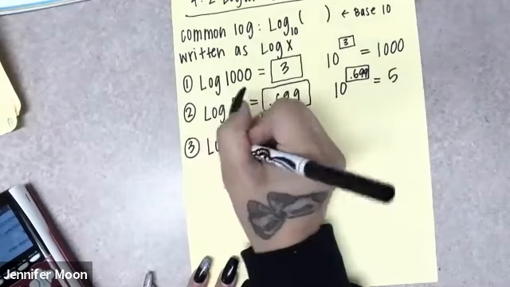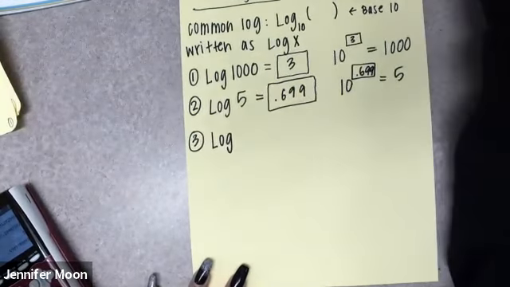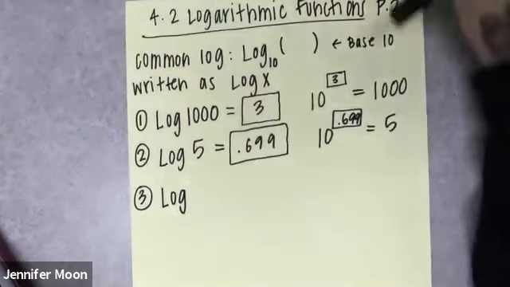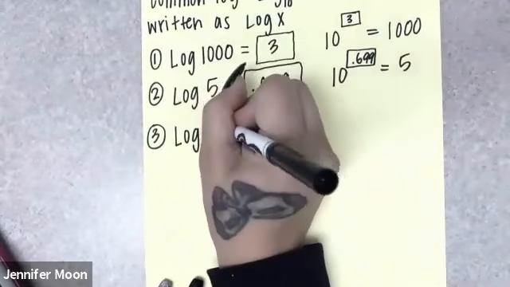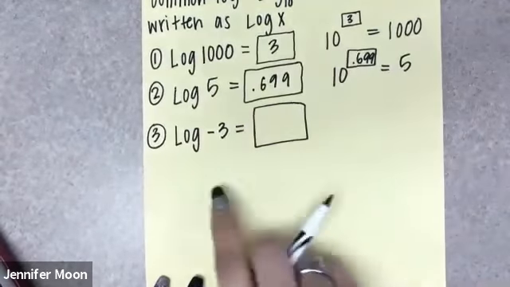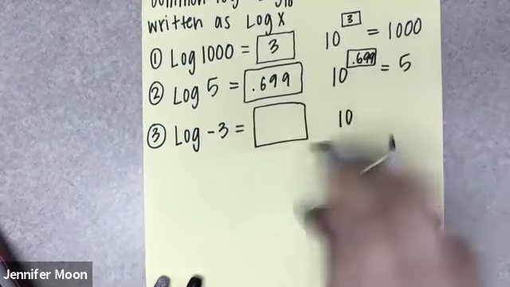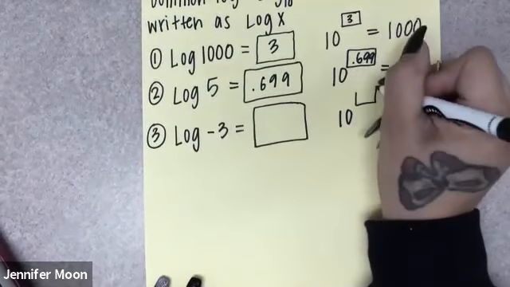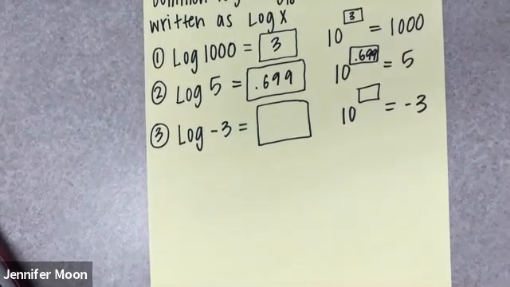Okay, so this is also very important, especially going towards 4.4. If you have log, there's nothing written, so we're implying base 10. And I just noticed I can probably zoom in a little bit here. And then it says log of -3 equals. So this would be asking, what would be our base 10 raised to what power equals -3? So my base is 10, raised to what power equals -3.